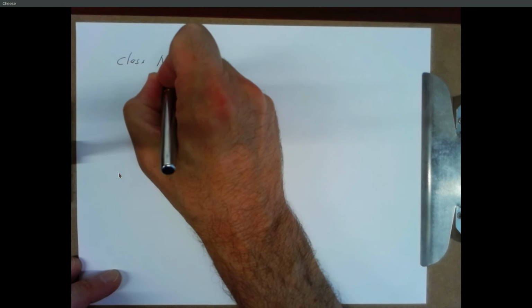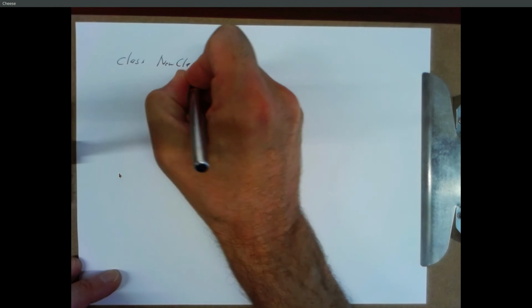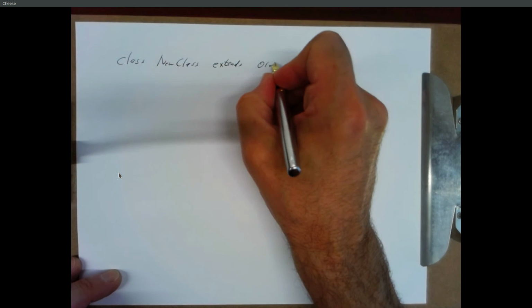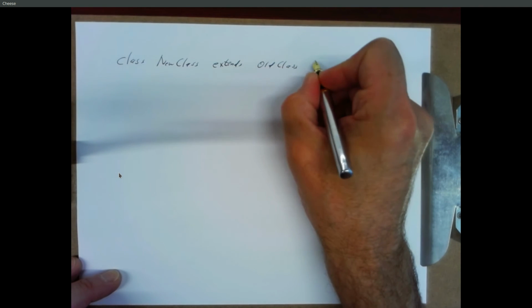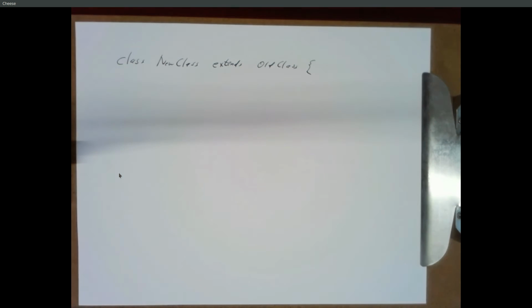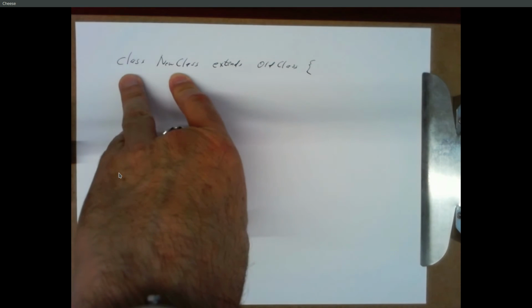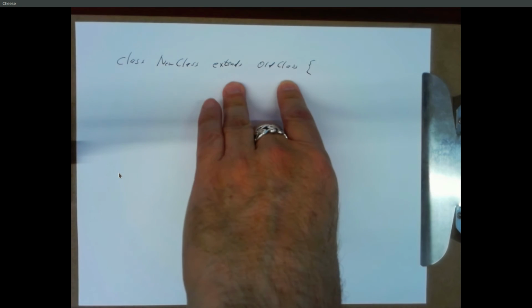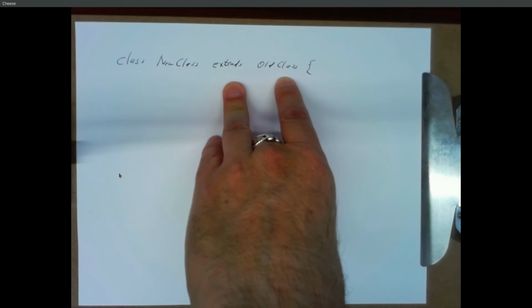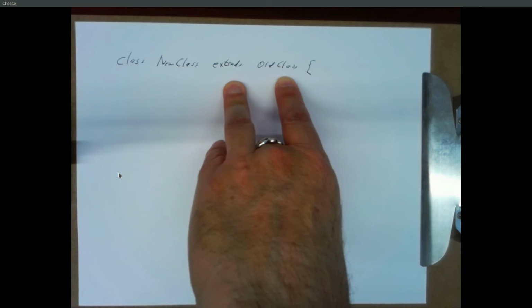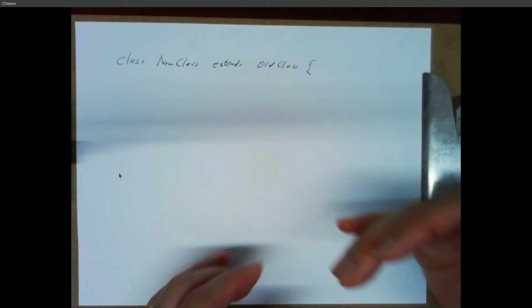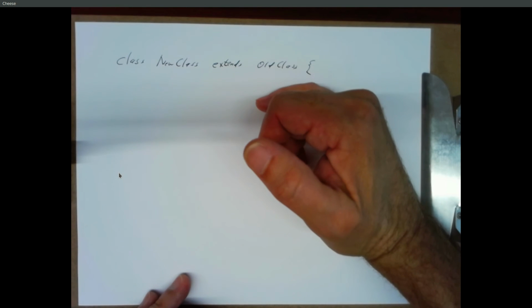Class new class extends old class. So it's a modifier on the declaration of a class, which says I'm creating a class called new class, but it's actually an extension of this pre-existing class. And in effect, everything that's inside old class is now inside new class as well.